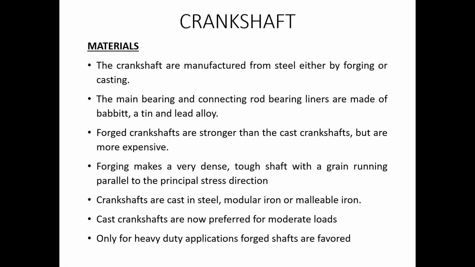So what are the materials that are used for manufacturing crankshafts? Crankshafts are manufactured from steel. Usually the common material used for manufacturing the crankshaft is steel. And the process of manufacturing the crankshaft is either by forging or by casting. Both these processes, forging and casting, have their own advantages as well as disadvantages.